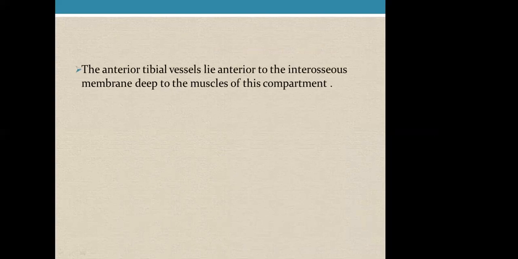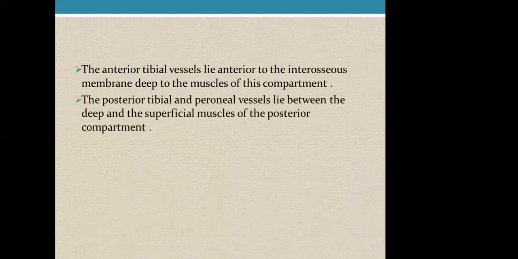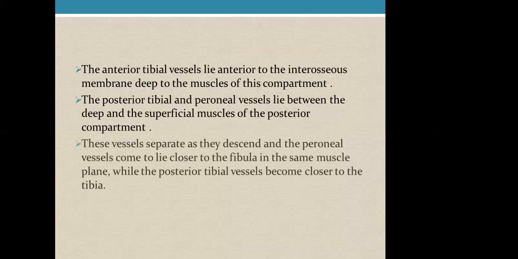The anterior tibial vessels lie anterior to the interosseous membrane, deep to the muscles of this compartment. The posterior tibial and peroneal vessels lie between the deep and superficial muscles of the posterior compartment, because the posterior compartment contains two groups of muscles. These vessels separate as they descend, and the peroneal vessels come to lie closer to the tibia in the same muscle plane, while the posterior tibial vessels become closer to the tibia.